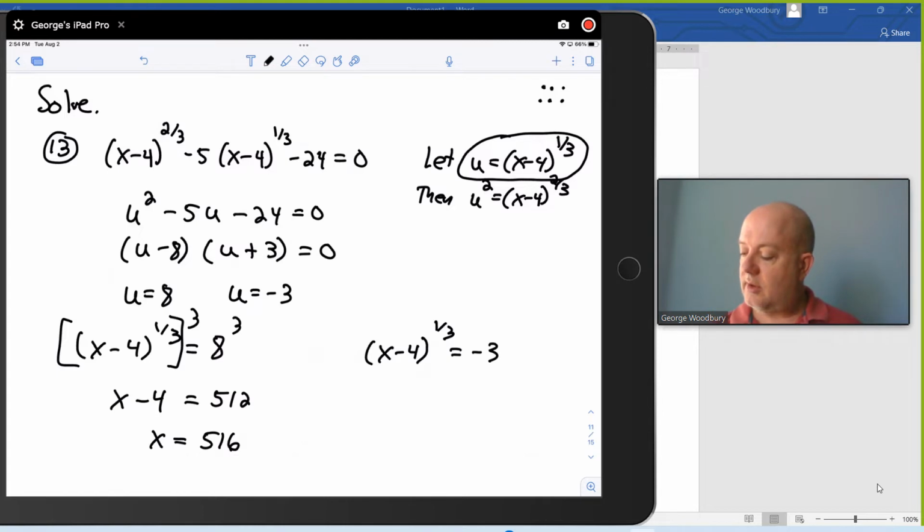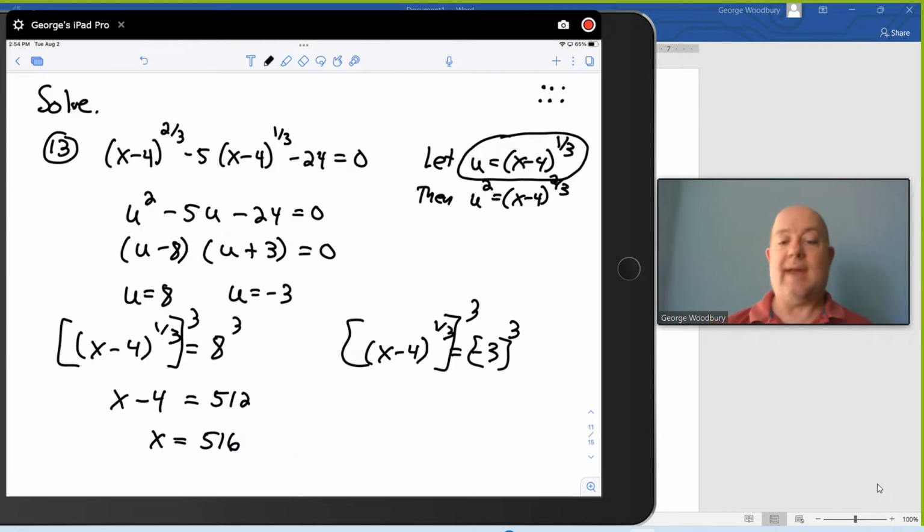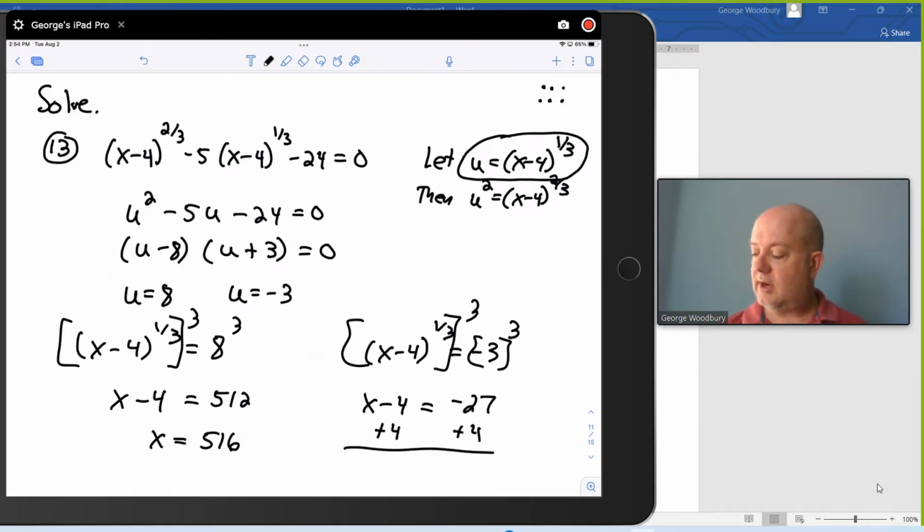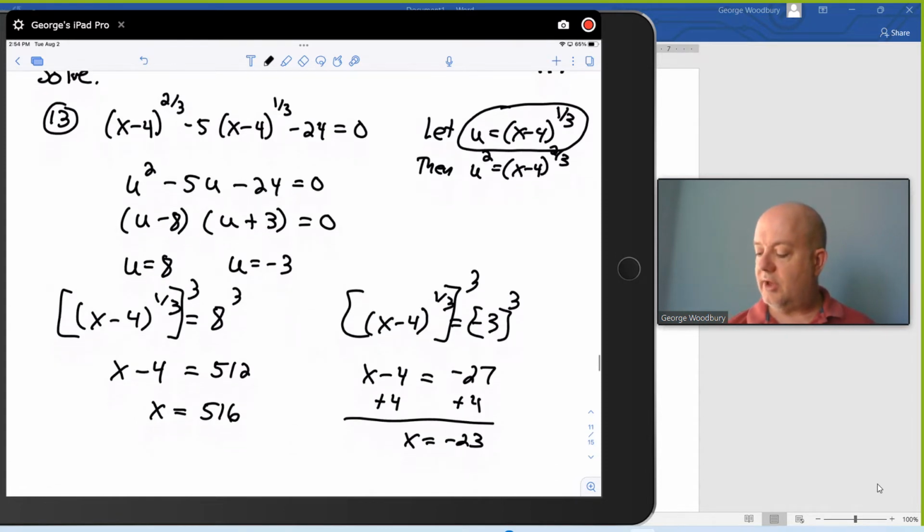I'll do the same thing for the second equation. I'm going to raise both sides to the 3rd power. That leaves me with x minus 4 equals -3 to the 3rd power, which is a negative times a negative times a negative. 3 negatives make a negative product. That's going to be -27. I'm going to add 4 to both sides, and I get x equals -23. And again, as I mentioned, a negative solution here is not a problem because the 3rd root of a negative number is something that we can do. So these 2 solutions are valid. Let me write them in ascending order: -23, 516.